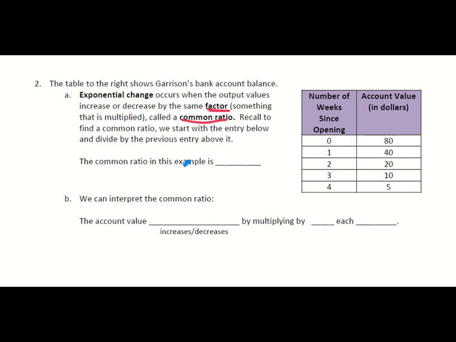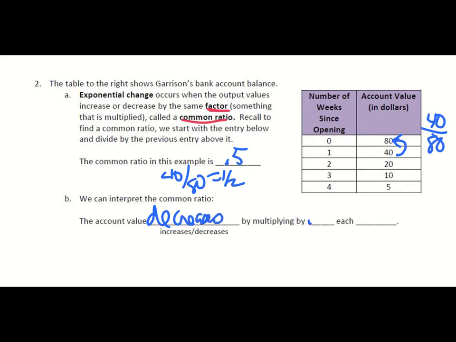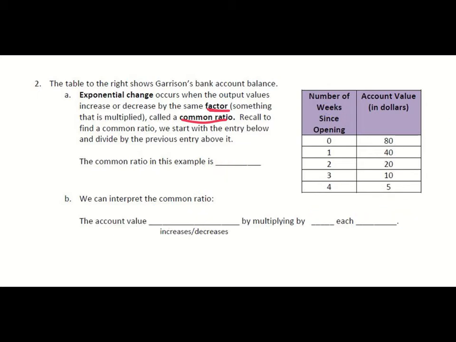So a common ratio in this example: if we look at this one, 40 divided by 80 is 1/2, and that's 0.5. So we can interpret the common ratio: the account value is going from 80 to 40 to 20 to 10 to 5. It decreases by multiplying by 1/2 each week. So basically they're cutting the amount in their account by half each week. They're taking out half the amount of money in their account each week.